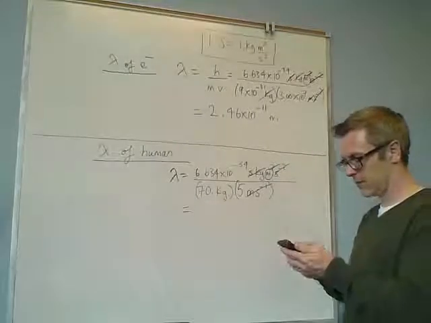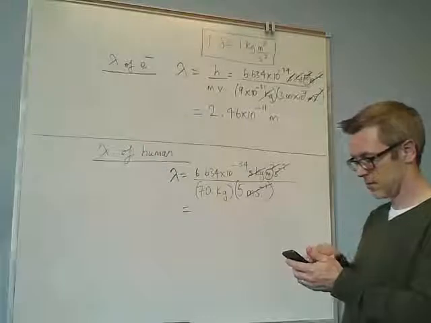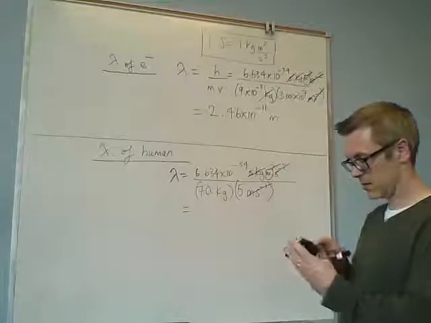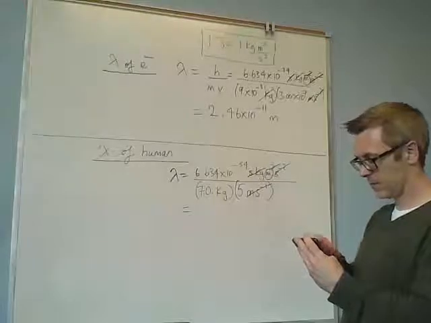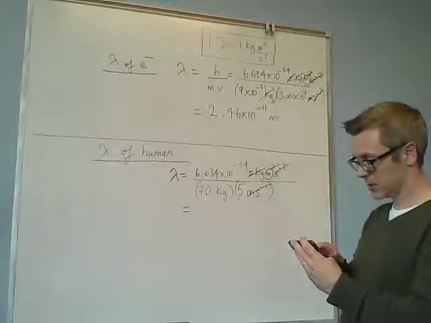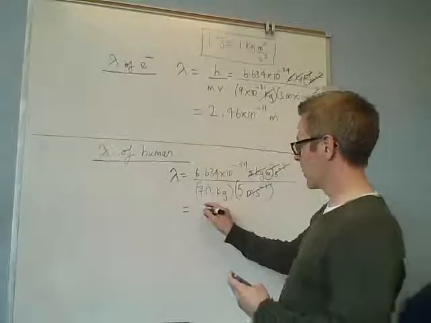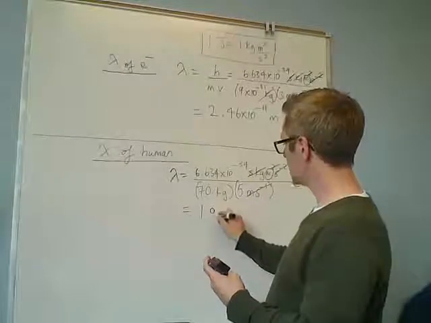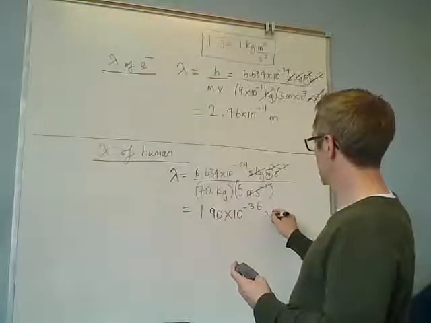So let's have a look. Let's see the answer. Divided by 70. Okay. 1.90 times 10 to the negative 36 meter.